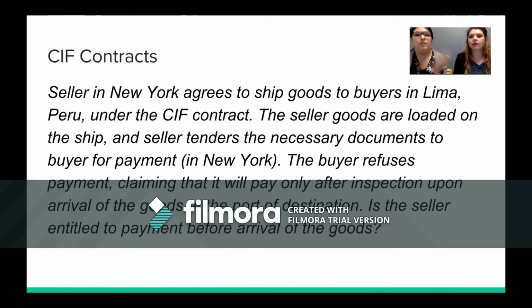So again, back to the review, there's a question about CIF contracts. A seller in New York agrees to ship goods to buyers in Lima, Peru under a CIF contract. The seller's goods are loaded on the ship and the seller tenders the necessary documents to the buyer for payment in New York. The buyer refuses payment, claiming that it will pay only after inspection upon arrival of the goods at the port of destination. Is the seller entitled to payment before arrival of the goods? And the answer is yes, the buyer has the duty to pay upon the presentation of documents by the seller.